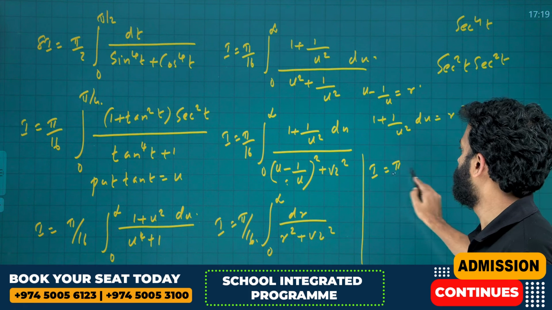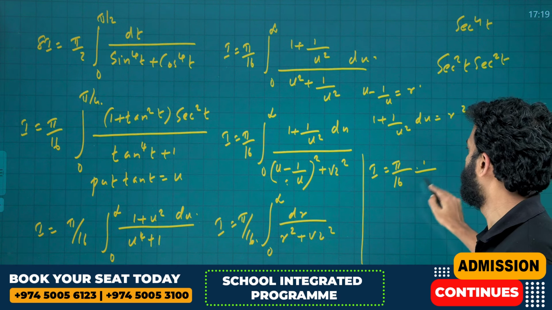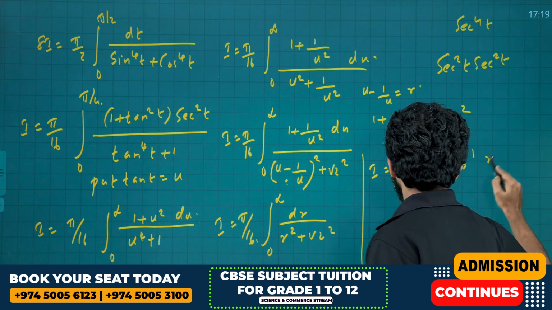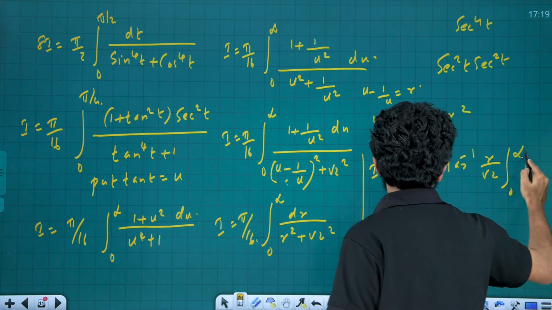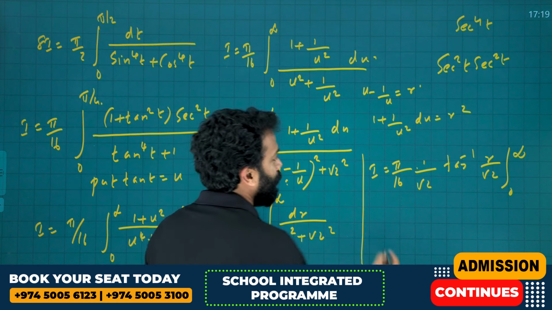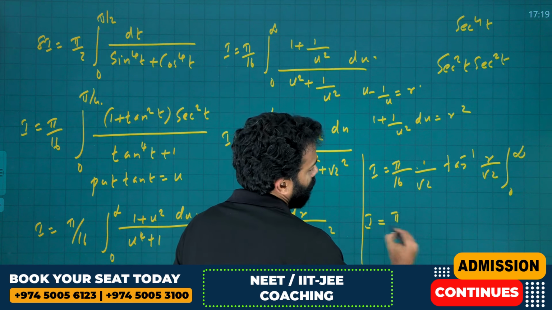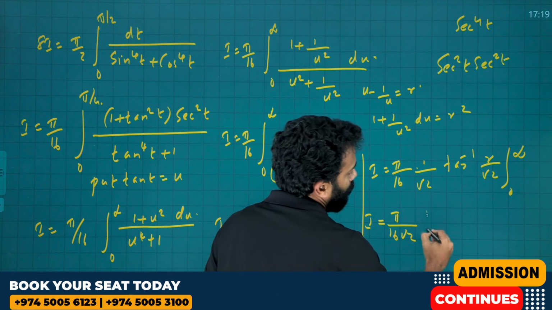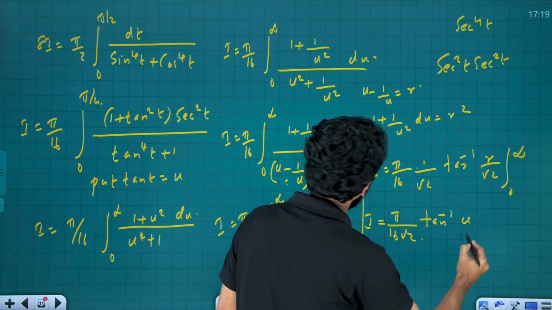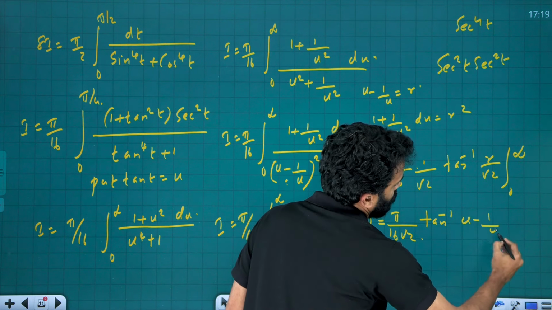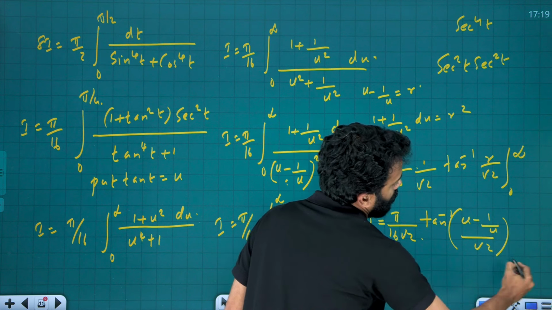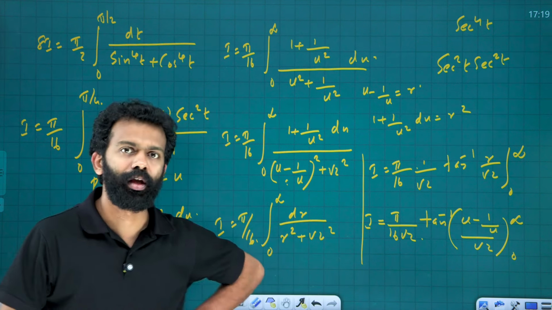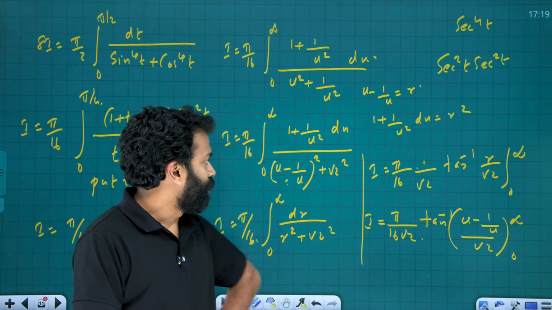Therefore I will be pi by 16 into, this will be a direct formula, 1 by root 2 into tan inverse of r by root 2, from 0 to infinity. It's not over yet. And I is equal to pi by 16 root 2 into tan inverse of u minus 1 by u, divided by root 2, from 0 to infinity. It will be like this. Yeah, I agree, it was a massive one.